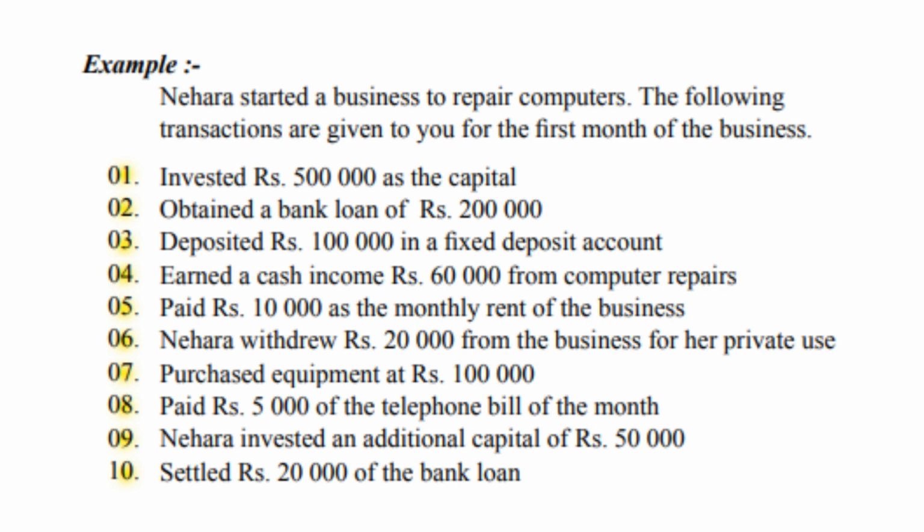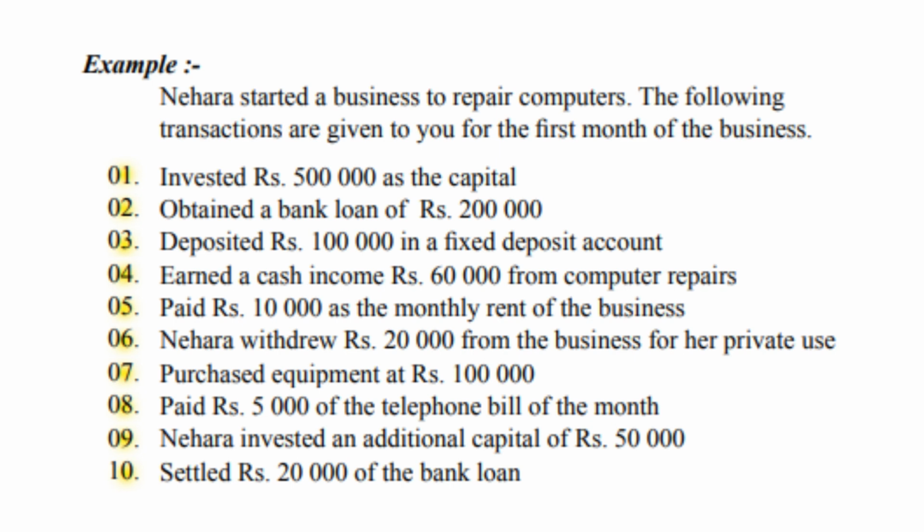Earned a cash income of rupees 60,000 from computer repair. Paid rupees 10,000 as the monthly rent of the business. Nihara withdrew rupees 20,000 from the business for her private use. Purchased equipment at rupees 100,000. Paid rupees 5,000 of the telephone bill of the month. Nihara invested additional capital of rupees 50,000. Settled rupees 20,000 of the bank loan.